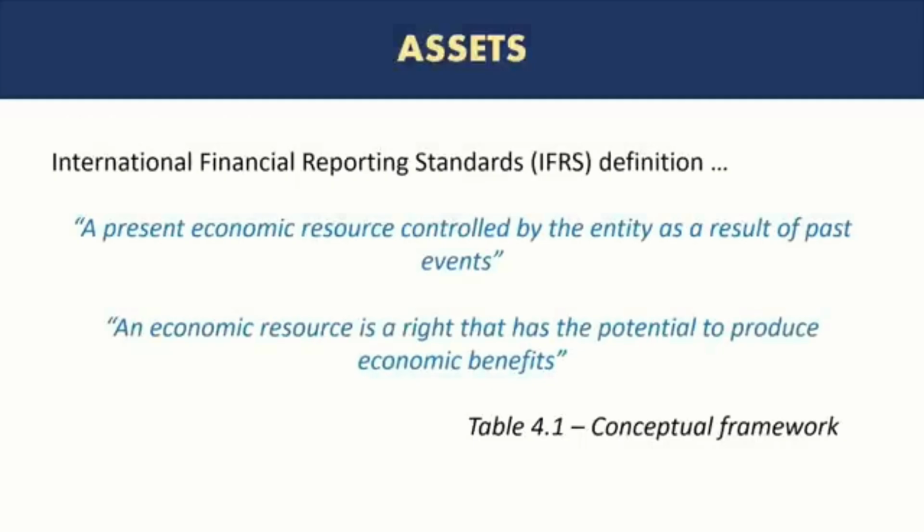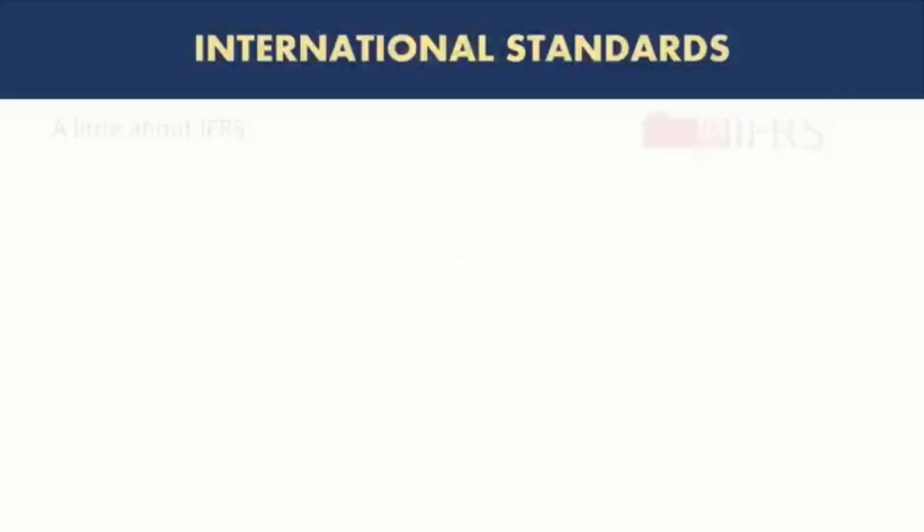So let's look at the definition of assets according to International Financial Reporting Standards. We'll talk about International Financial Reporting Standards in a moment. The definition of assets is a present economic resource controlled by the entity as a result of past events. And an economic resource is a right that has the potential to produce economic benefits. So we'll get back to the definition of the assets according to IFRS in a moment, but first, what are IFRS? A quick introduction about them.